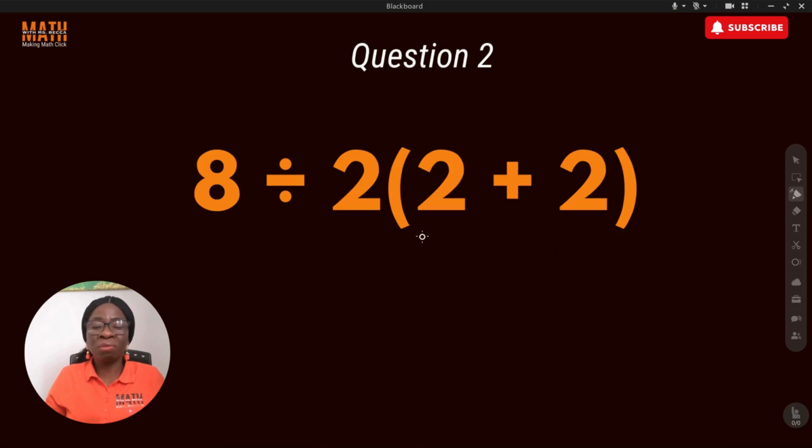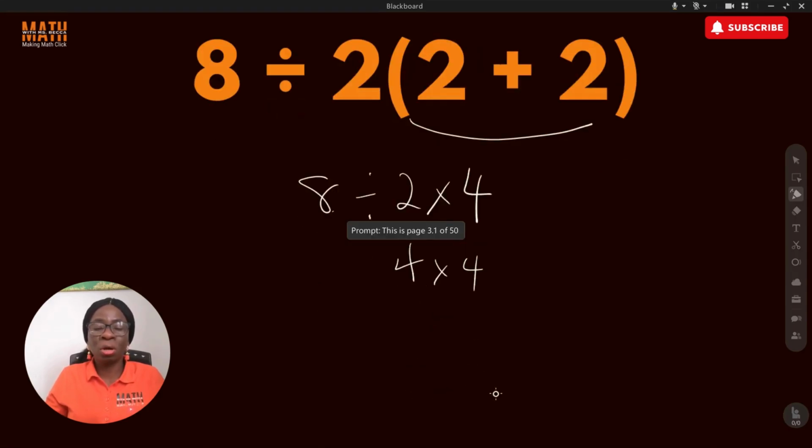For this, we solve the parentheses first. 2 plus 2 gives 4. So this becomes 8 divided by 2 times 2. And we solve from left to right. 8 divided by 2 gives 4. Then 4 times 4 gives 16.